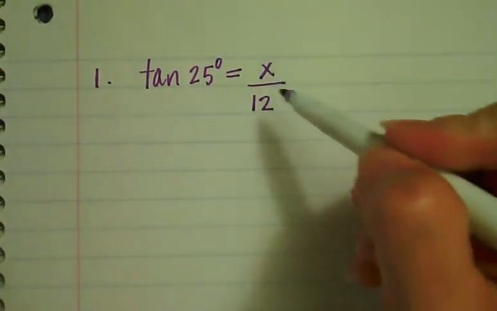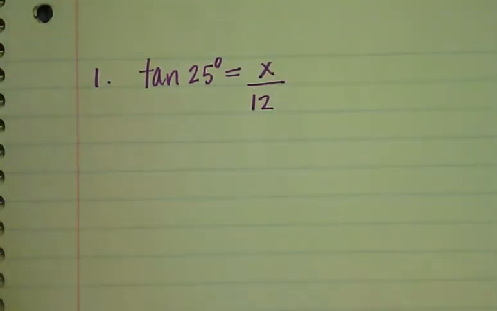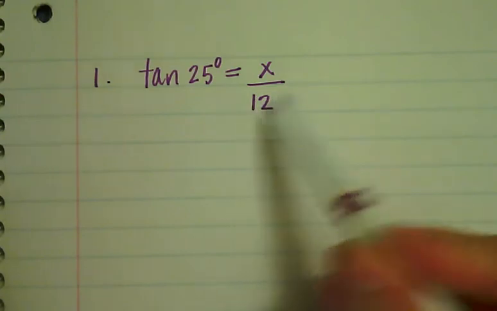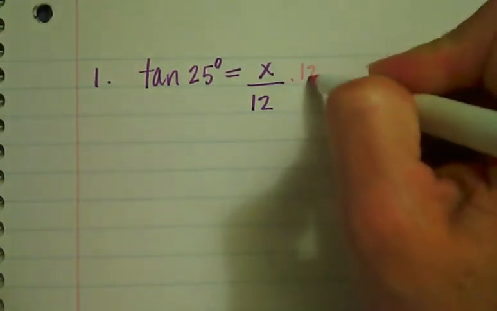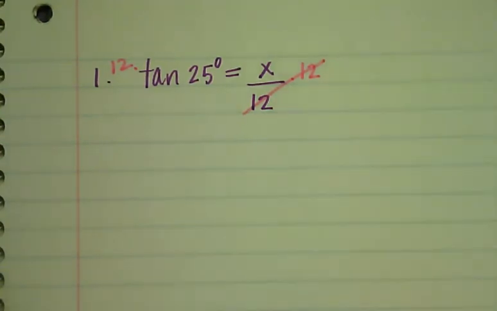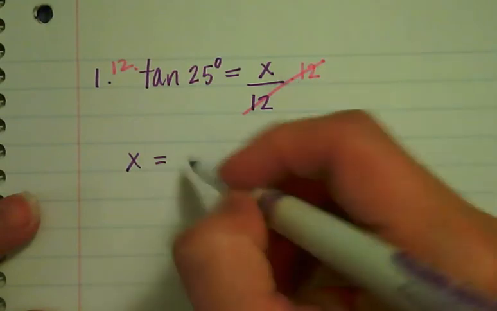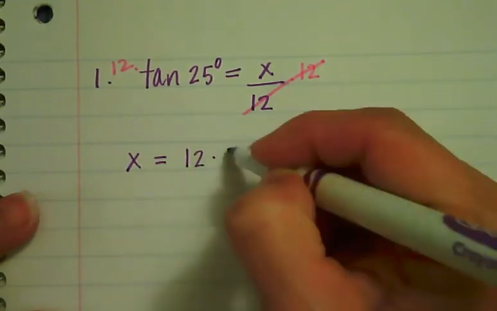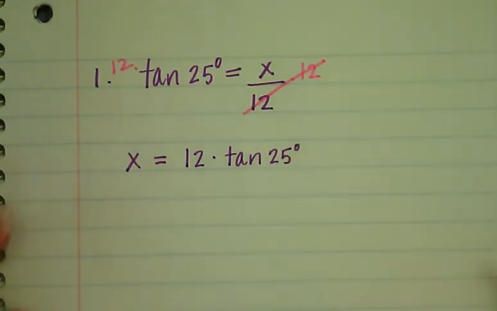So in order to solve for x, I need to get x by itself. So what you need to say is, what do I need to do to get rid of this 12? How do I get x by itself? And hopefully you are saying to yourself, multiply both sides by 12, because that will cancel that out. So that means that the value of x is going to be 12 times the tangent of 25 degrees.